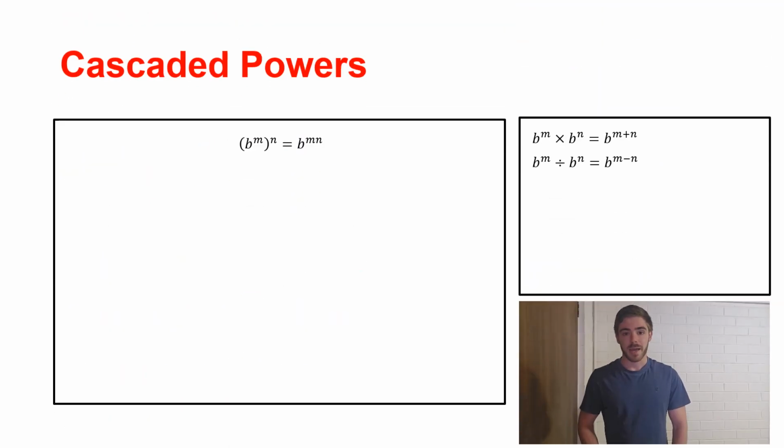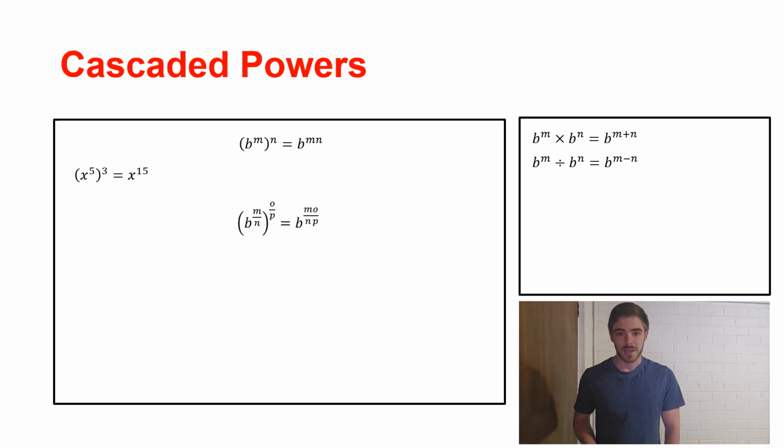If my term has powers that are stacked onto each other, then those powers can be condensed down through multiplication. If I have x to the power of 5 and then that term is raised to the power of 3, then I will now have x to the power of 15. As before, this also works with fractional powers. If I have x to the power of 3 over 2 and that is raised to the power of 3, then I now have x to the power of 9 over 2.